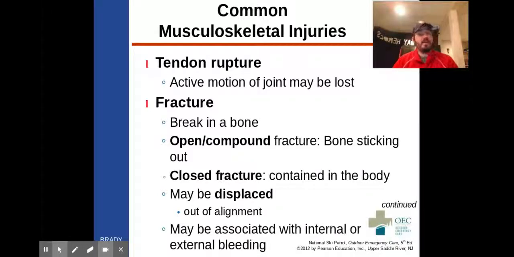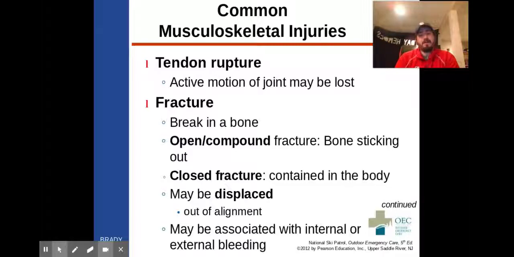Not good. Because if you pull that tendon, a lot of times we see this in people's biceps too. They rip the tendon off the bone and the muscle, instead of going the whole length of your arm, actually shrinks up to your shoulder. Kind of gross. So you may not be able to move that joint. All right, probably the more common injuries we see are the fractures, also known as a broken bone.